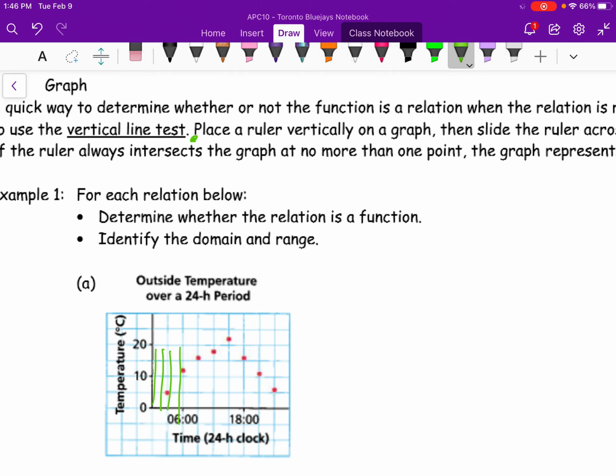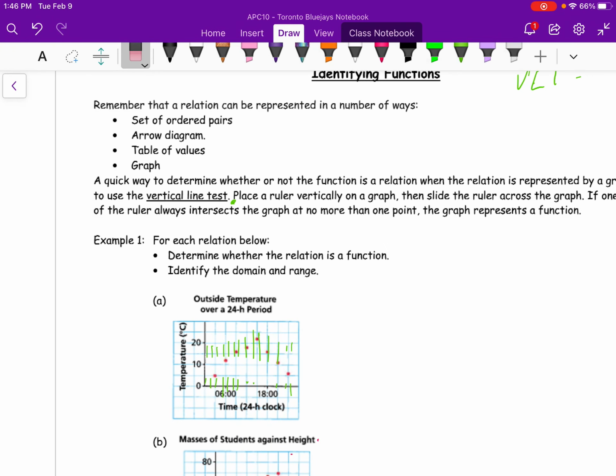Visually, I can draw an infinite amount of vertical lines here. Now I'm just drawing a finite number of vertical lines. And what I see is that every vertical line passes through 0 or 1 point. So therefore, this is a function. And it passes, why? Because it passes the VLT.